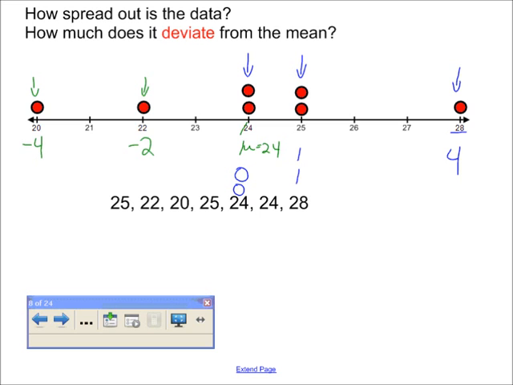So what happens if we add up all our deviations? Well, what is -4 plus -2 plus 0 plus 0 plus 1 plus 1 plus 4? If we add all those up, we get 0. And a funny thing happens: no matter what our data set is, the sum of the deviations is always 0. That goes back to what we said before, that the average is always the balance point. That's always going to be the center.